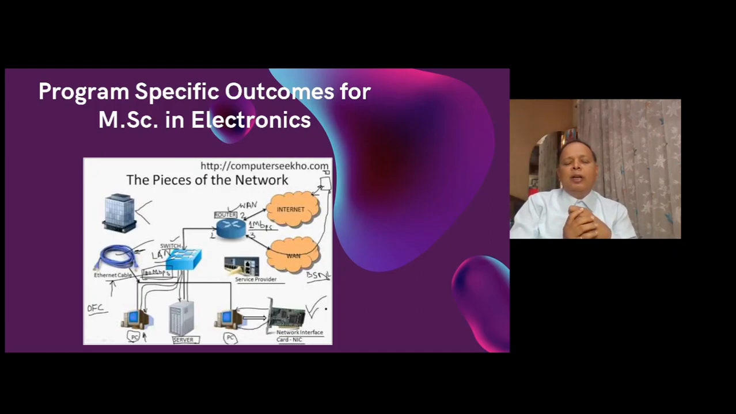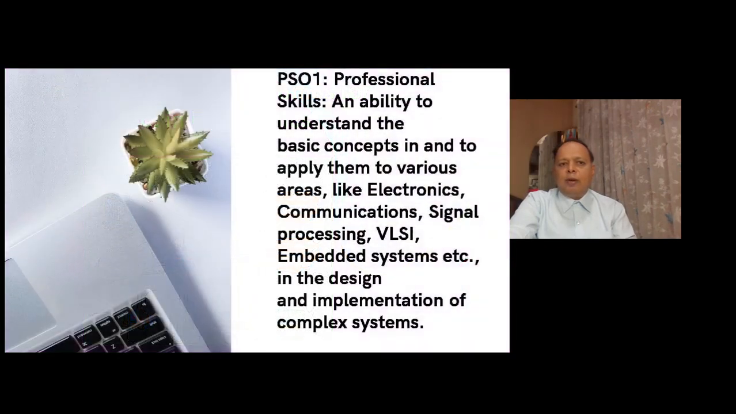So this is very important, and therefore this is the essence of why we are dealing with short videos rather than bulky videos like this. And this is the program specific outcome for this particular degree that you are pursuing, that is MSc Electronics.